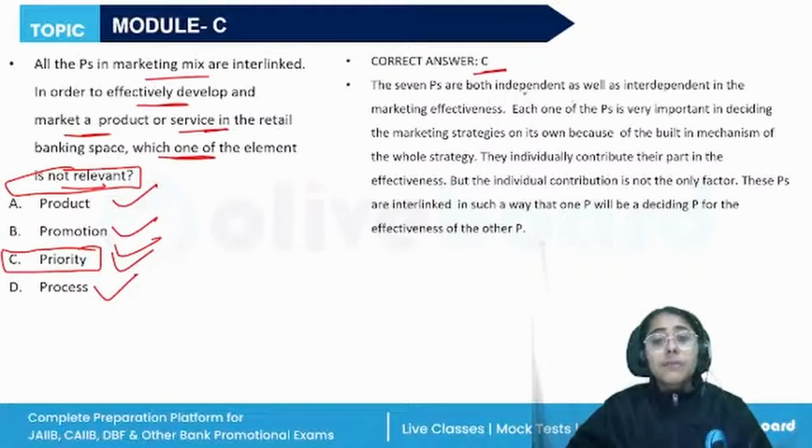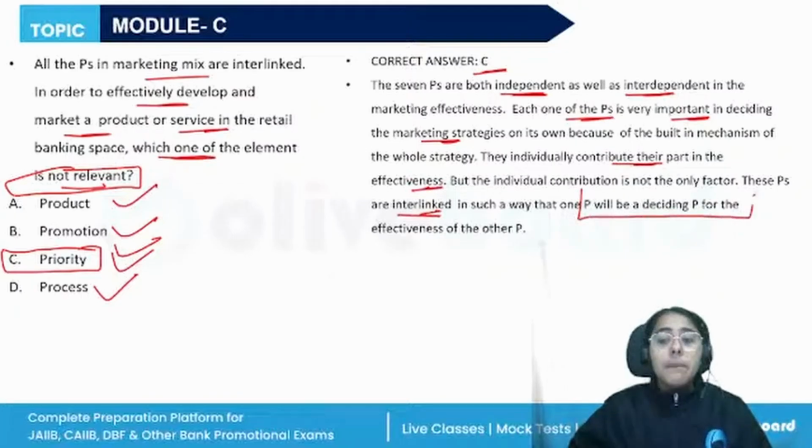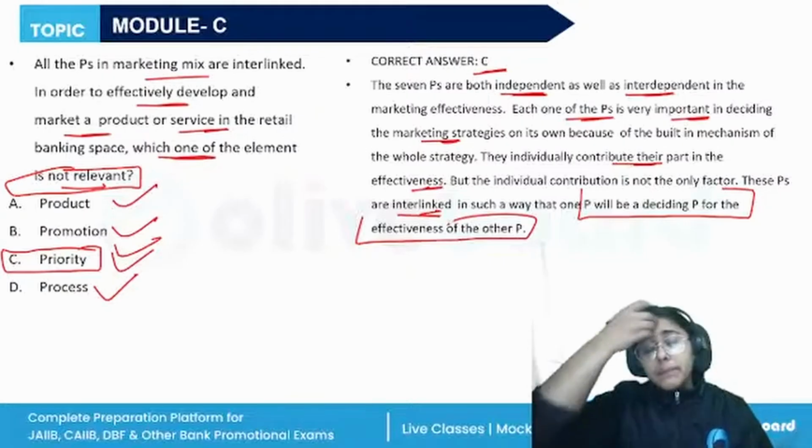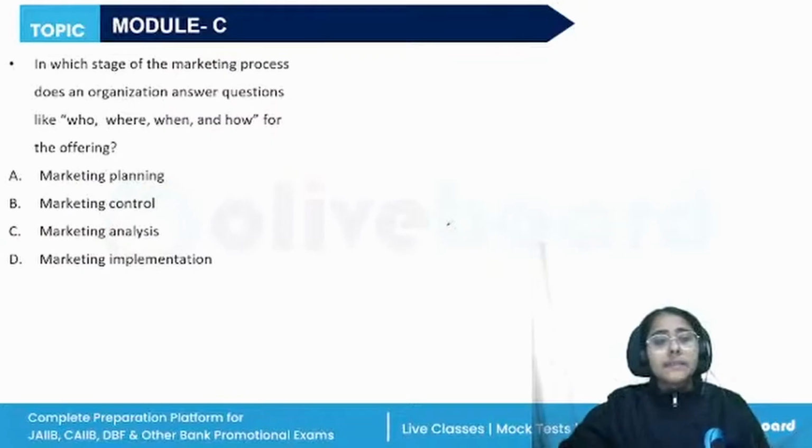So these 7 P's are both independent as well as interdependent in the marketing effectiveness. Each one of the P's is very important in deciding the marketing strategies. They individually contribute their part, but they're also interlinked in such a way that one P will be a deciding P for the effectiveness of the other ingredient. Right? So the promotion will depend upon the people and the place. The promotion will also depend upon the process. Product will depend upon the price and the people. Similarly, all of these are interconnected.